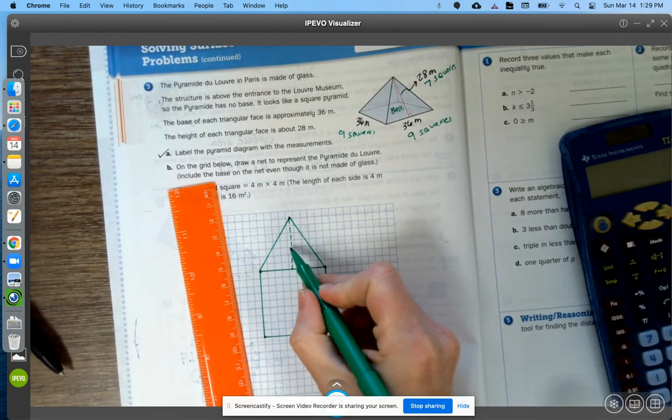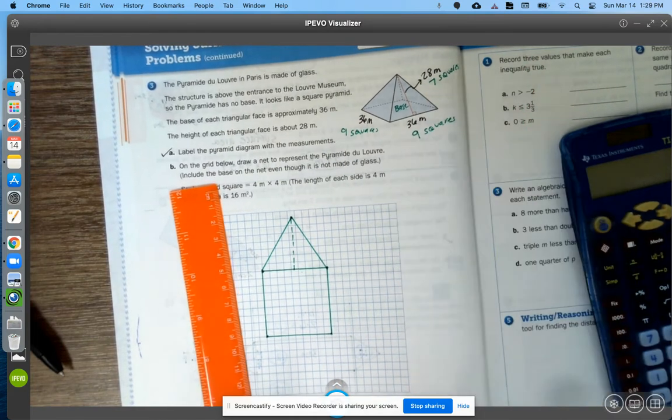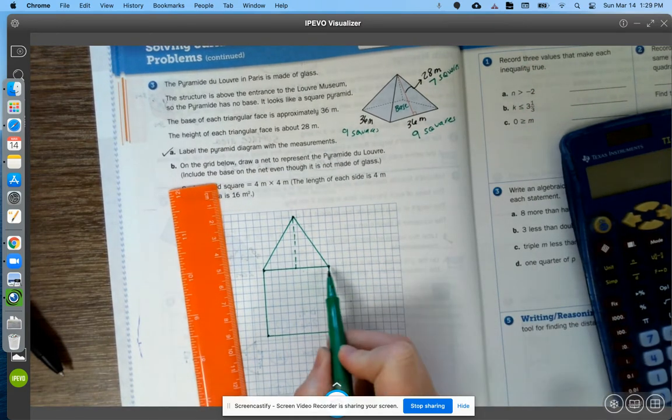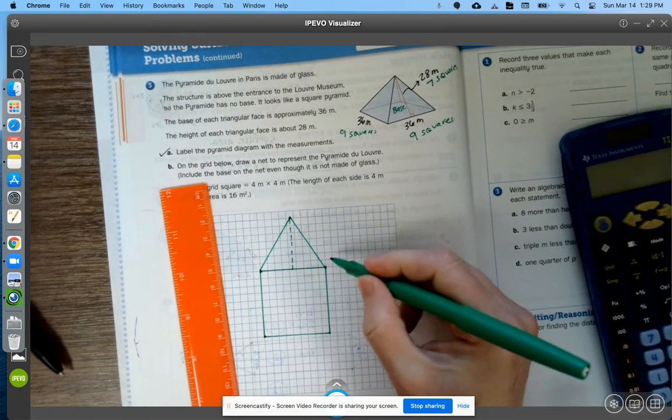So we went up 1, 2, 3, 4, 5, 6, 7. And 7 times 4 would represent 28. And it's 9 squares, so I found the 5th square over to get the center. And we're going to repeat that on all 4 sides.